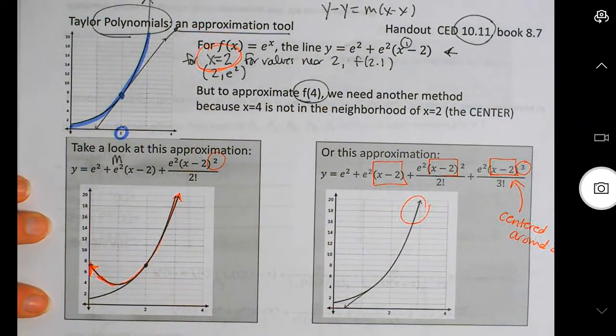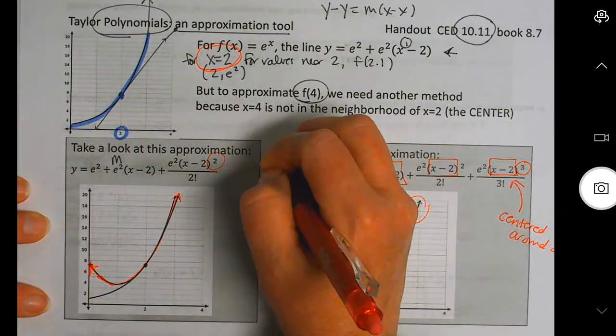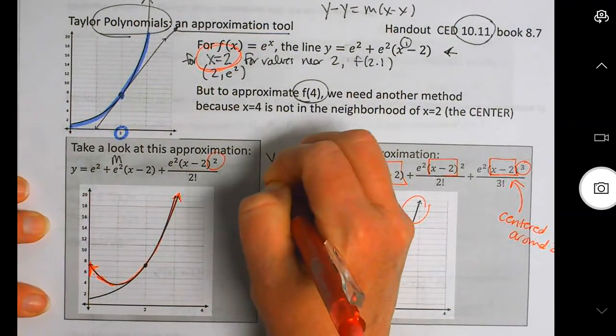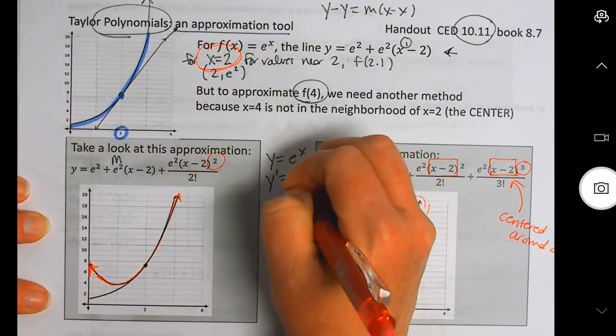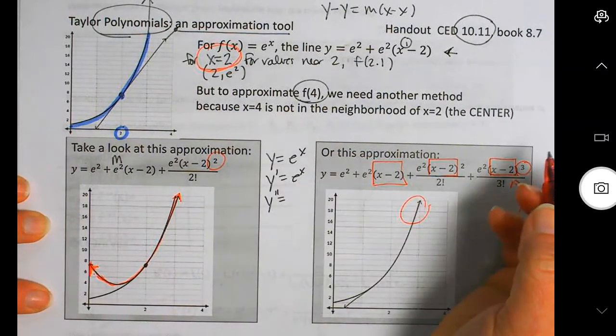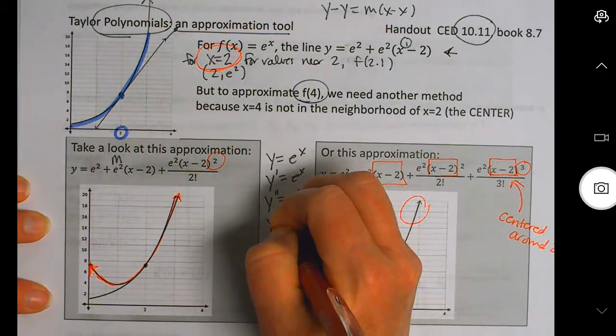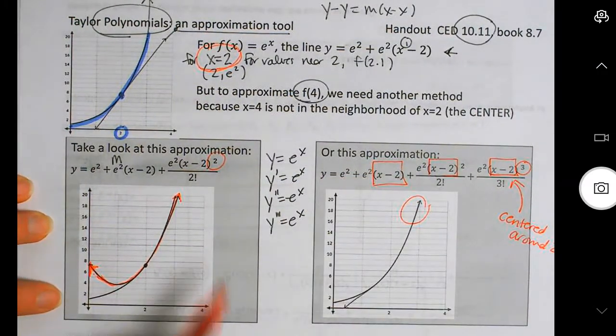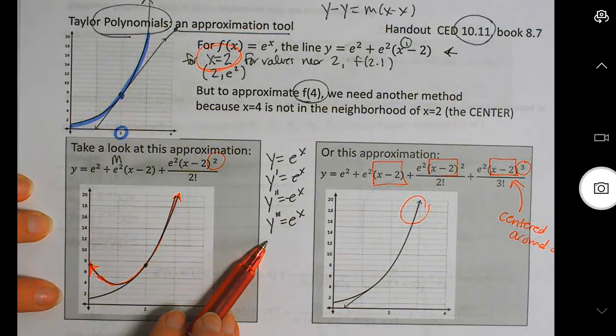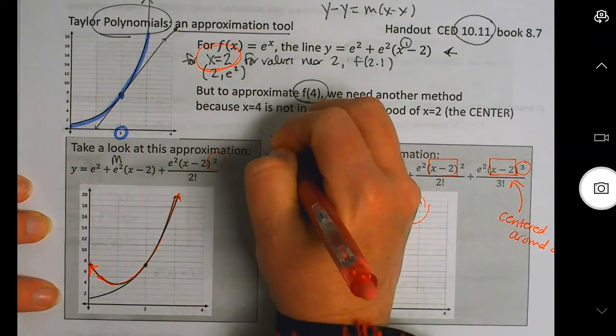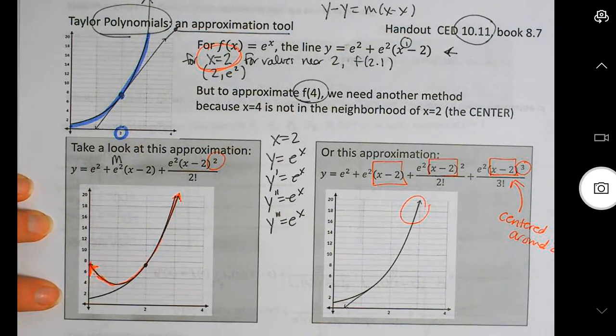What's the second derivative of e to the x? So we got y equals e to the x. y prime equals e to the x. y double prime equals e to the x. Any prime is going to be e to the x. Isn't that cool? So if I'm finding any of these slopes of slopes, and I plug in 2 because my x value is 2, it's centered at 2, they're all going to be the same.